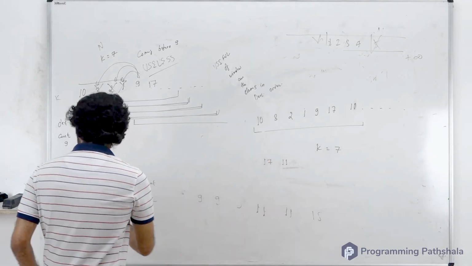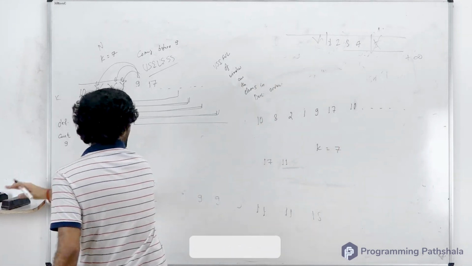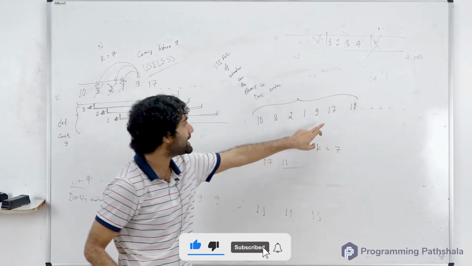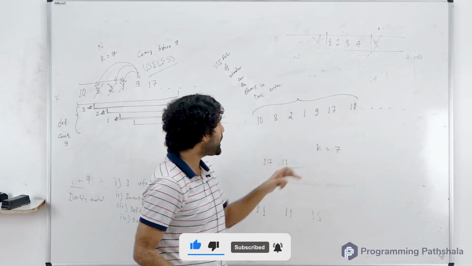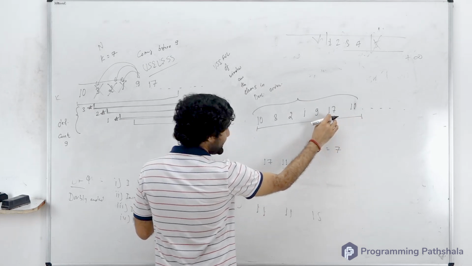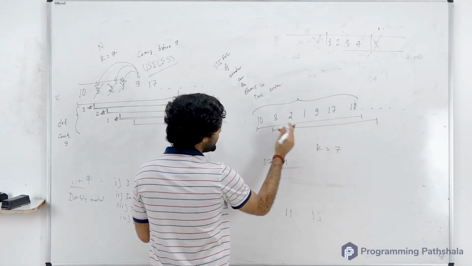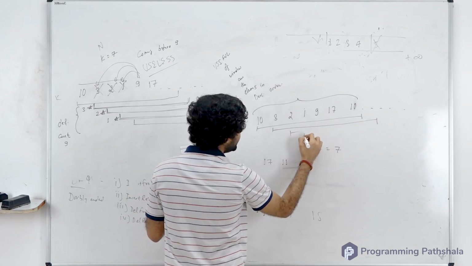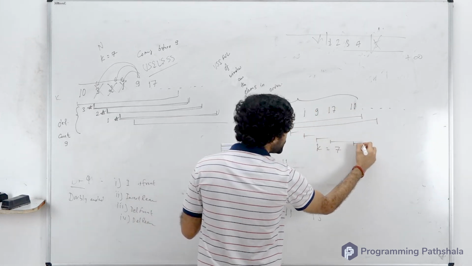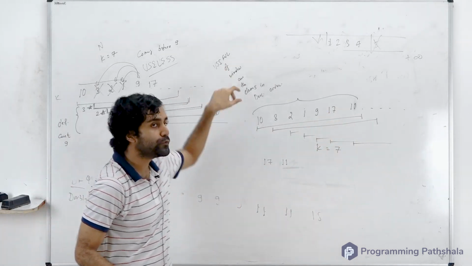So now do you realize that the useful elements of the first window are just 17 and 11? Why? Because any window that starts from here is going to contain 17. Any window that starts from here or here or here or here is going to contain 17. But the window that starts from here is not going to contain 17. That is what I mean by useful elements.